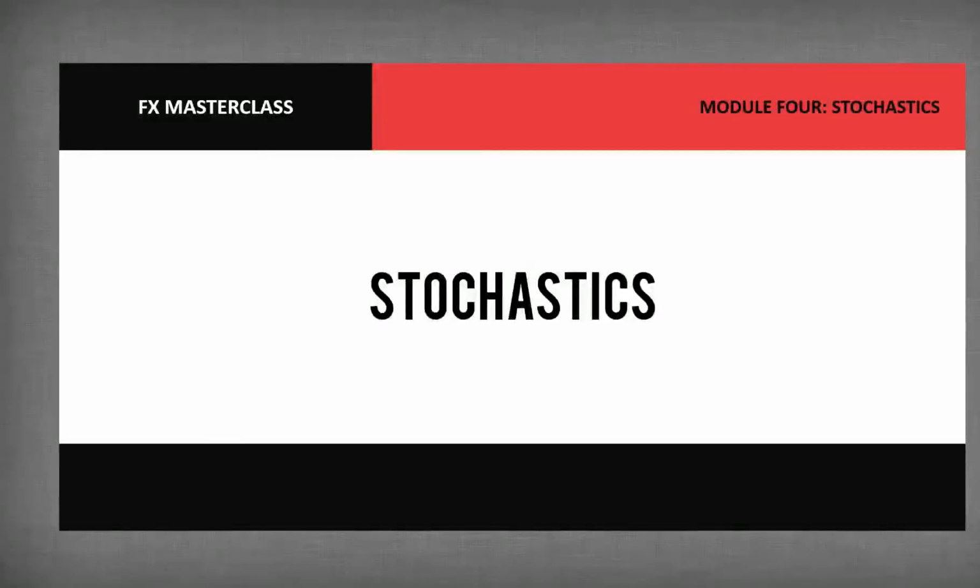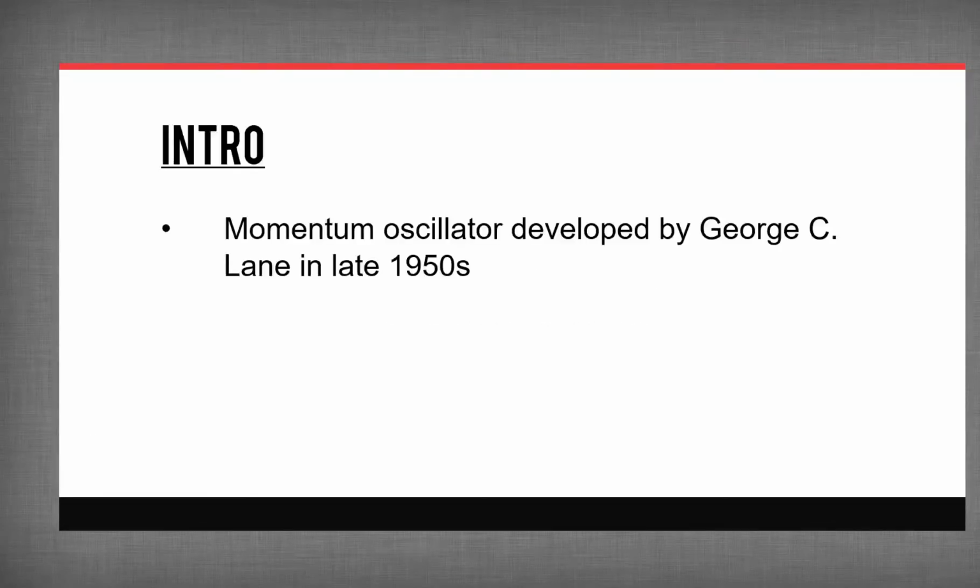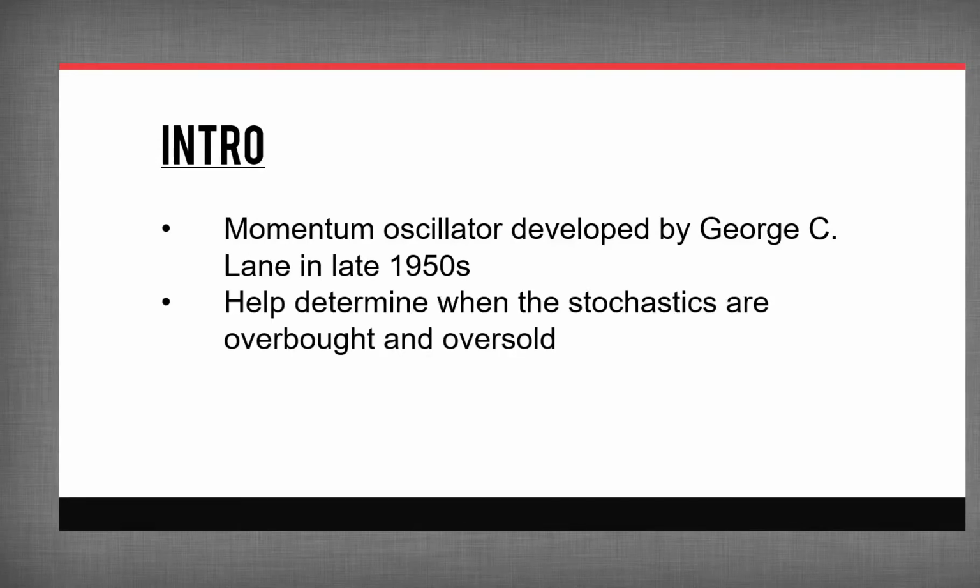In this video, we'll look at the stochastic indicator. The stochastic is a simple momentum oscillator developed by George C. Lane in the late 1950s. Being a momentum oscillator, stochastics can help determine when a currency pair is being oversold or overbought, although these terms tend to be used loosely these days. As one of the oldest indicators, they have stood the test of time and have become very popular amongst traders.